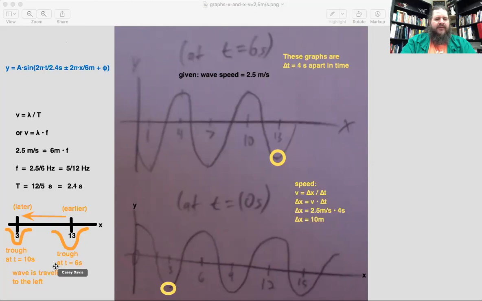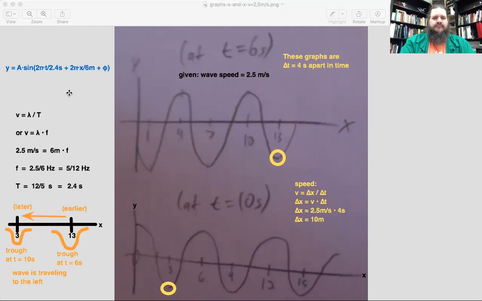And since we know it's traveling to the left, should we use plus or minus in the actual equation? The plus. And then it looks like the only parameter left is phi, and of course the amplitude, but that's not really shown on the y-axis here, so I would ignore that, just leave it as A. But for the phase shift, how would you find the phase shift at this point?